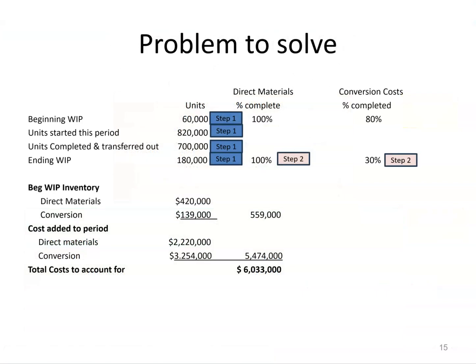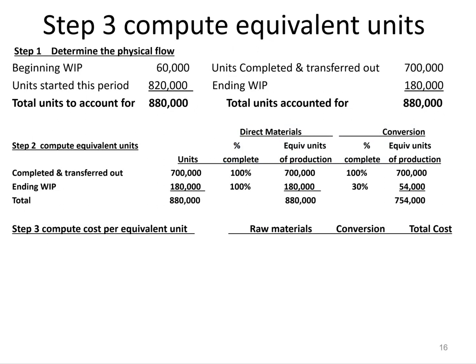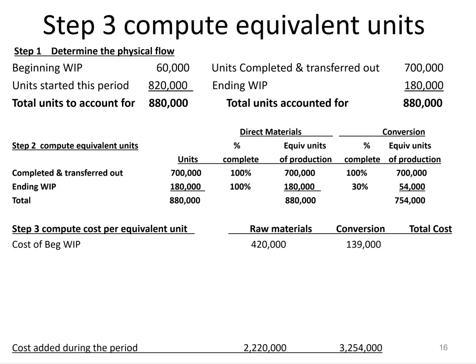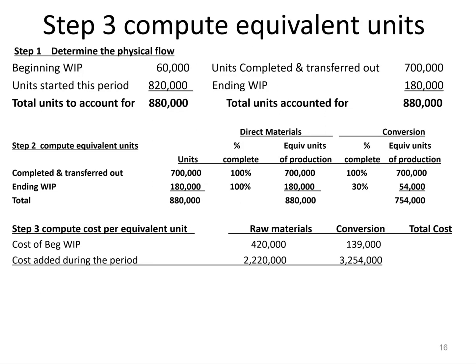So what information do we need? We need the beginning WIP and cost added information, because we need our total costs of $6,033,000. So we take our costs of beginning WIP, our costs added during the process, and we now total the raw materials and conversion separately, but we have our total cost of $6,033,000, which is correct.